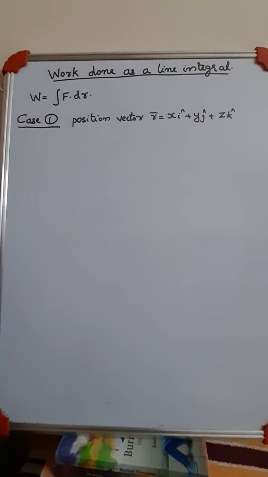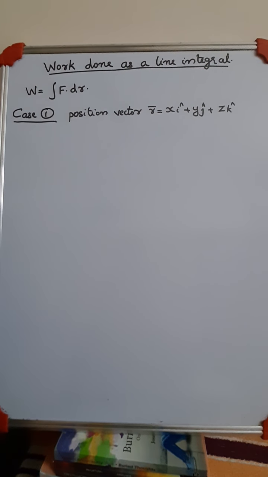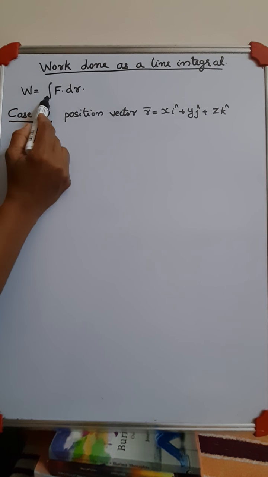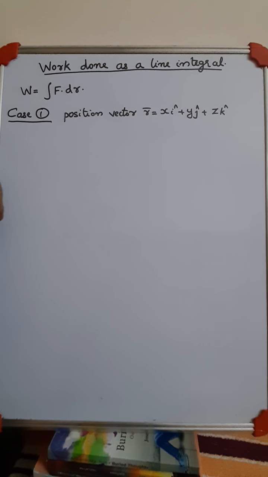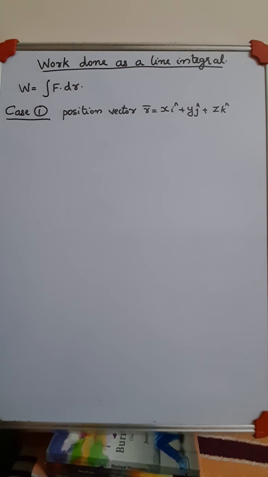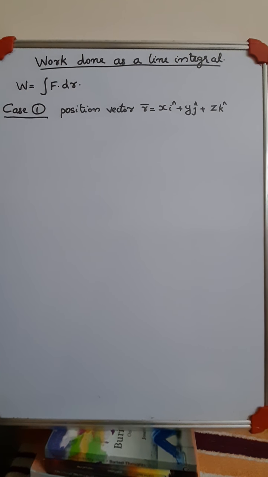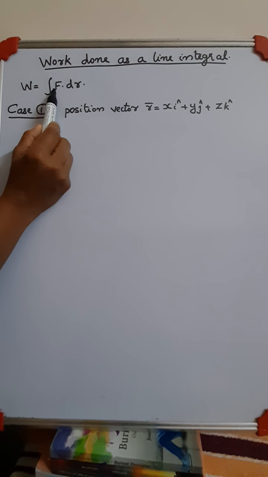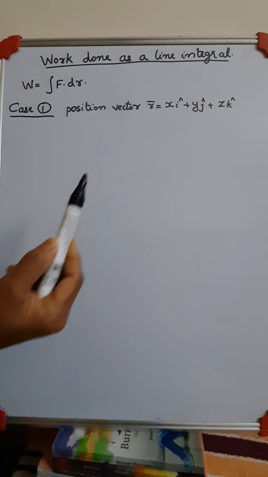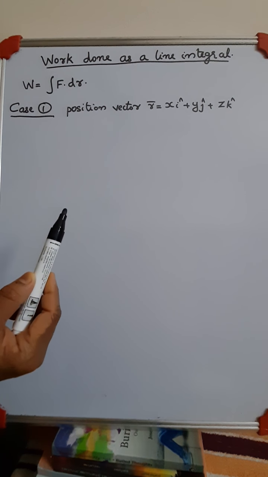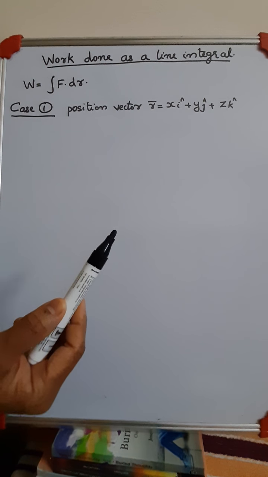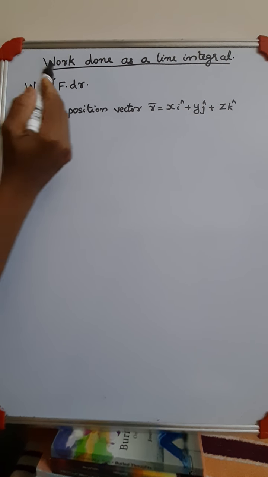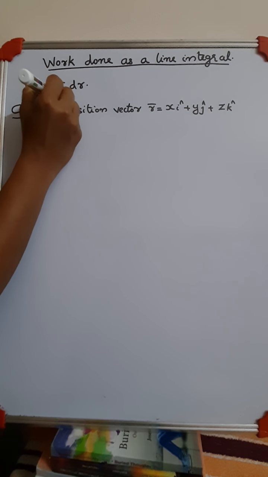Our next topic is work done as a line integral. The formula for work done is equal to the integral over C of F dot dr. This is the application of line integral. That means we can find the work done by the force field when the particle moves from one point to another point. When a particle moves from one point to another point, there is a work done. We can easily calculate work done using the formula integral over C F dot dr.